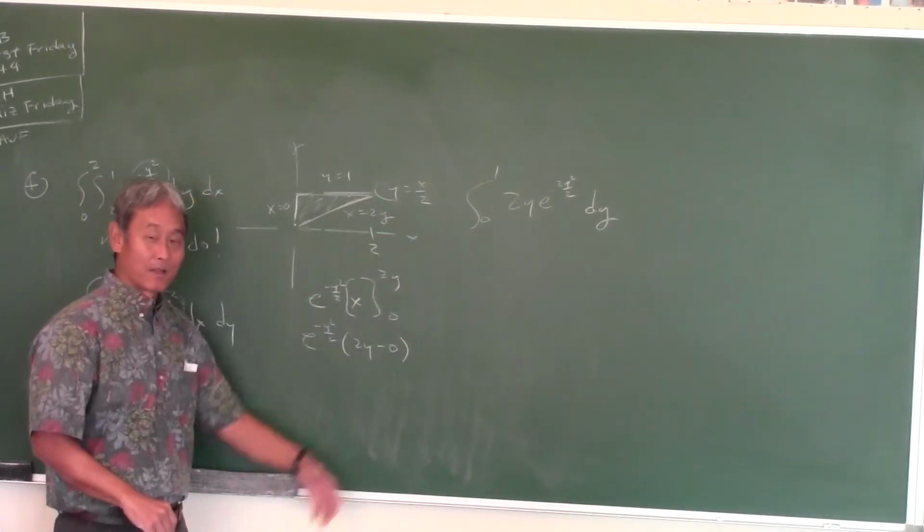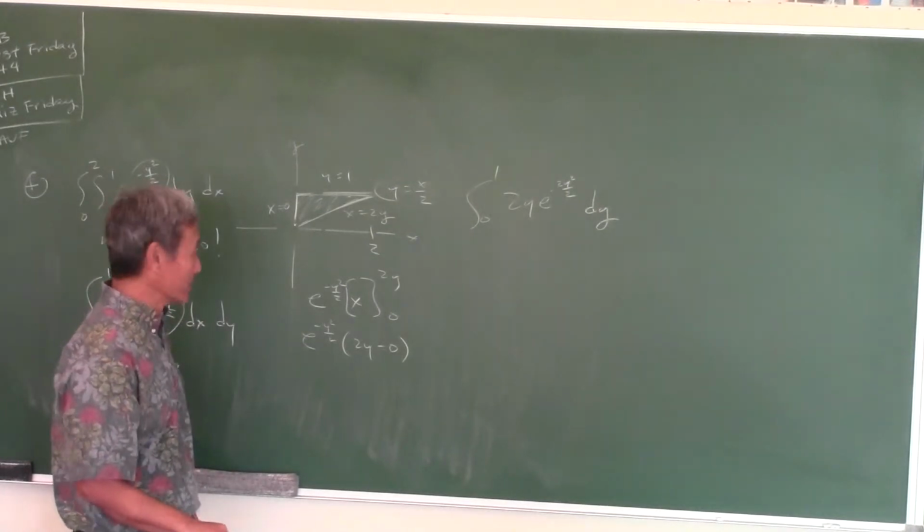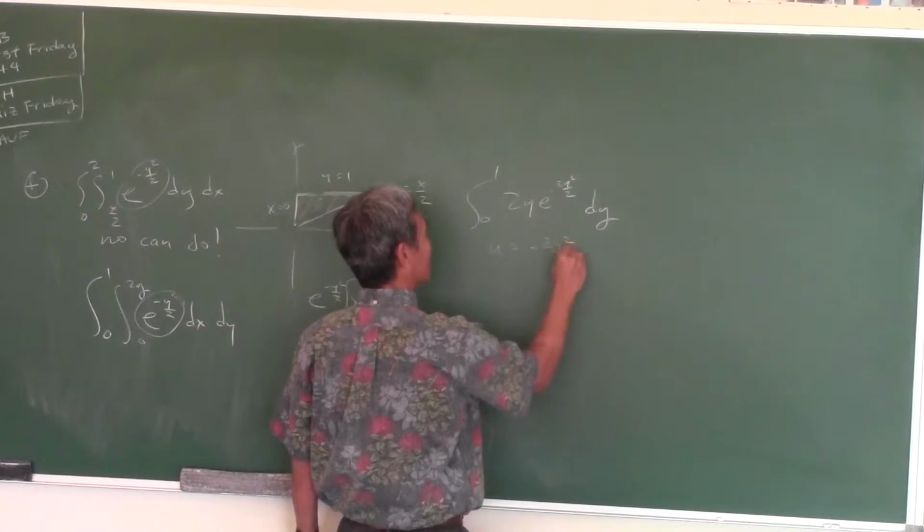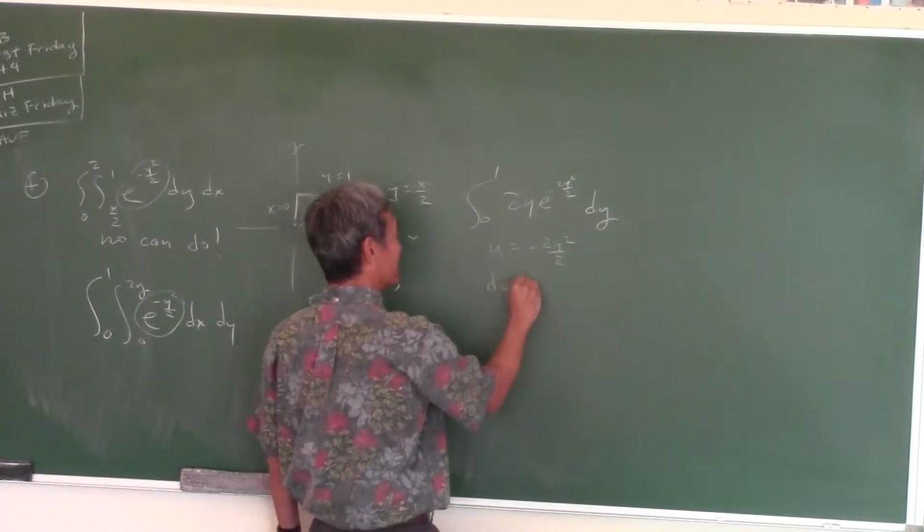Cho, what technique am I going to use to integrate this? Substitution. Okay, so use substitution. U equals negative y squared over 2. Ah, I should have asked you what is du then?